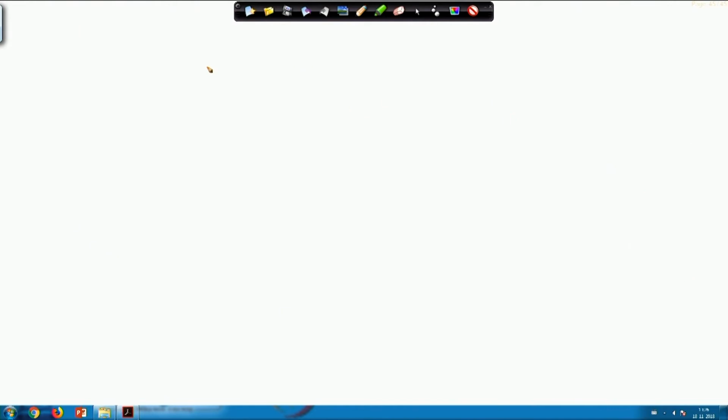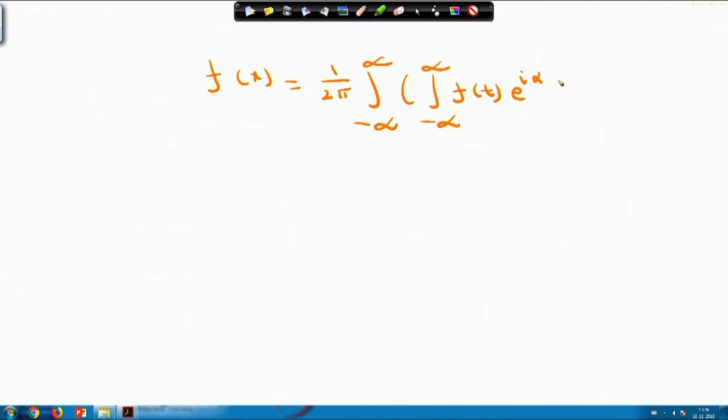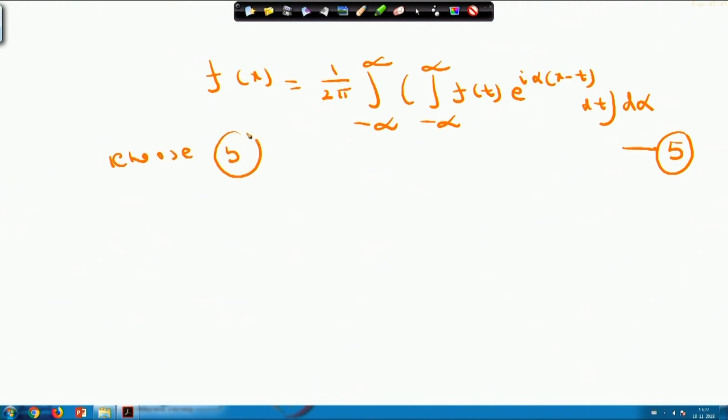That is, your f(x) can be written in this form: 1 by twice pi, integral from minus infinity to infinity, again integral from minus infinity to infinity, f(t) into e power I alpha into (x minus t) dt into d alpha. This is say equation 5, and in that case you will obtain equation 5. So, I am choosing equation 5 here.